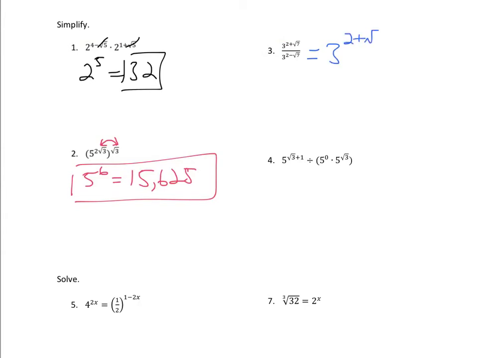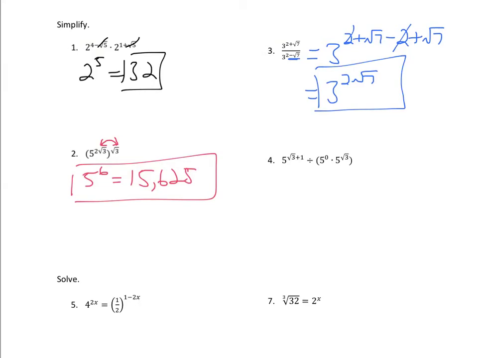2 plus root 7 minus 2 plus root 7. Okay? Because we're doing minus this whole thing, which means you distribute that negative, so it's negative 2 and positive root 7. So the 2's are going to cancel each other out, and we've got root 7 plus root 7 is 2 root 7. So 3 to the 2 root 7 power. Now, you could plug that into your calculator and get a decimal answer, but I don't want that. I want the exact answer.